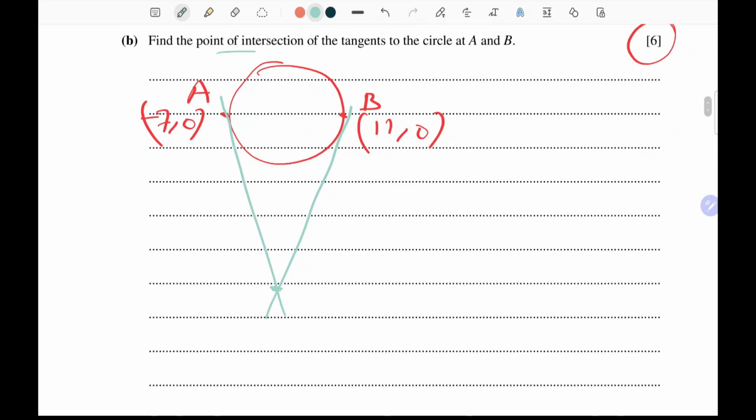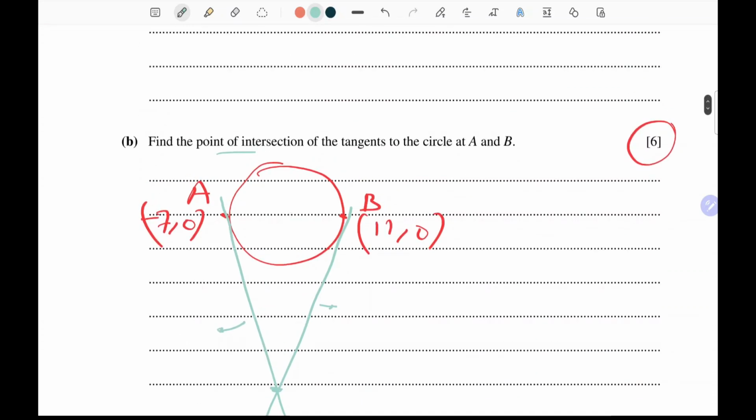So we need to find the equation of tangents first, the equation of tangent of this, and then we will solve that. We will get the answer. Okay, so how to get? We have a point, but we don't have the gradient of this line. No worries, we can find the gradient.